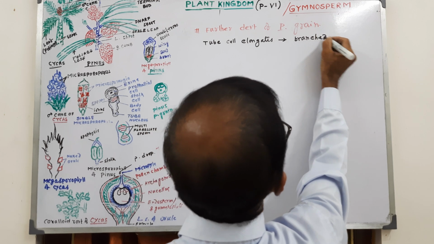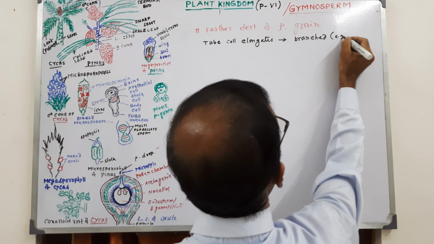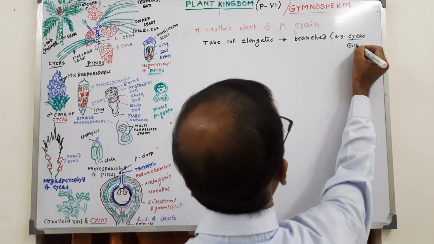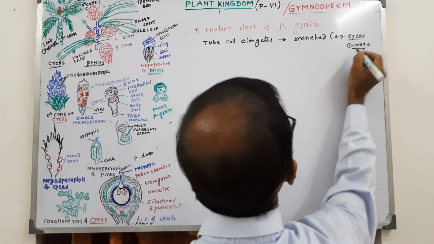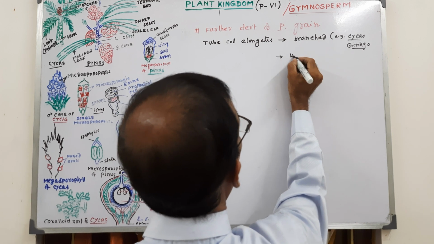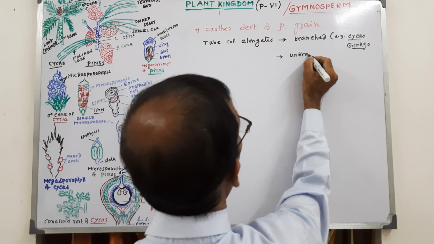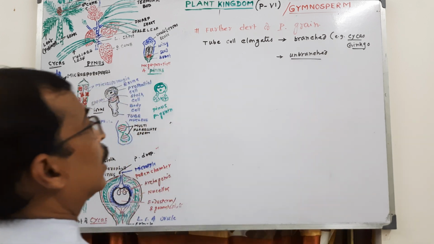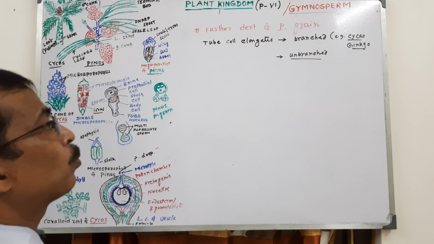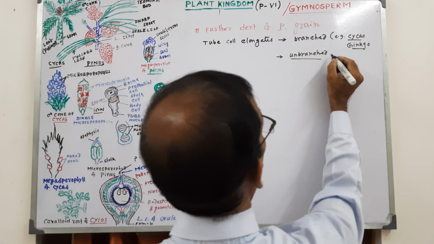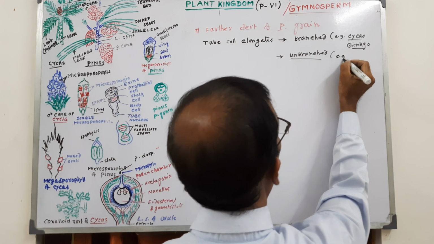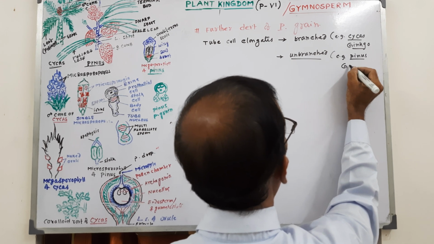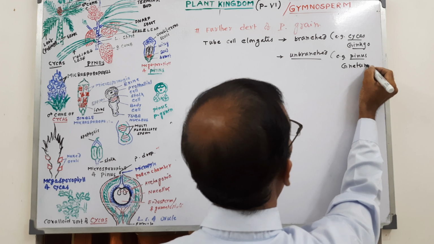Branched pollen tube, for example Cycas and Ginkgo, or unbranched pollen tube. Mind you, in gymnosperms the branched pollen tube is the characteristic feature. Unbranched pollen tube, for example Pinus and Gnetum.